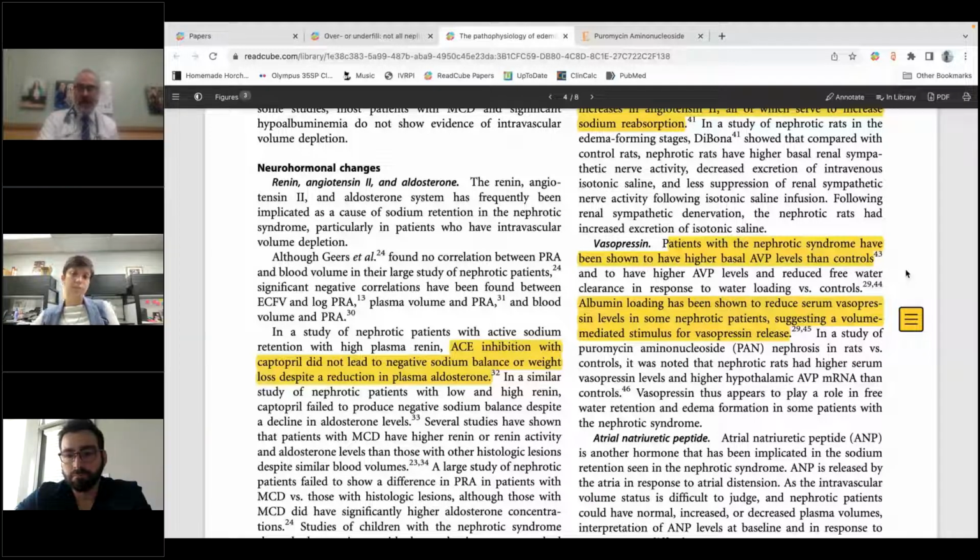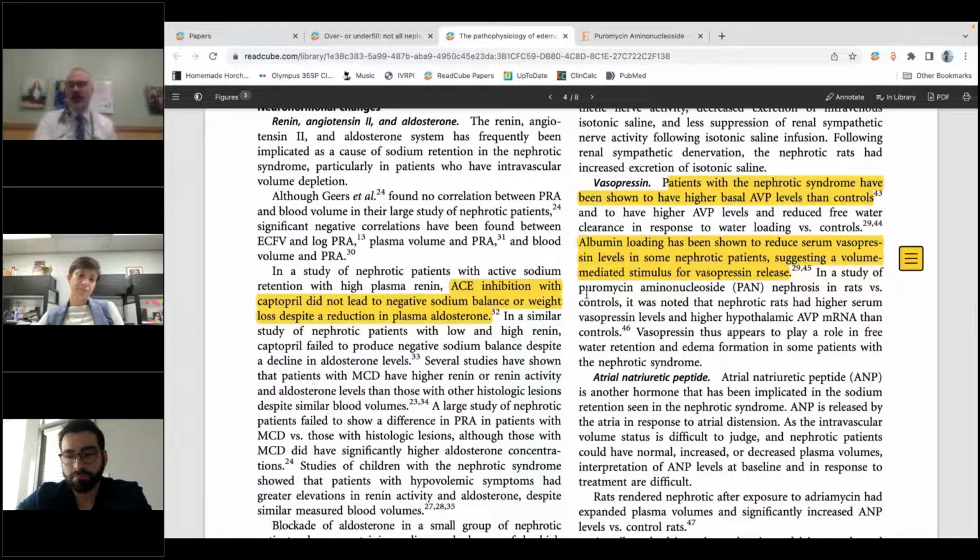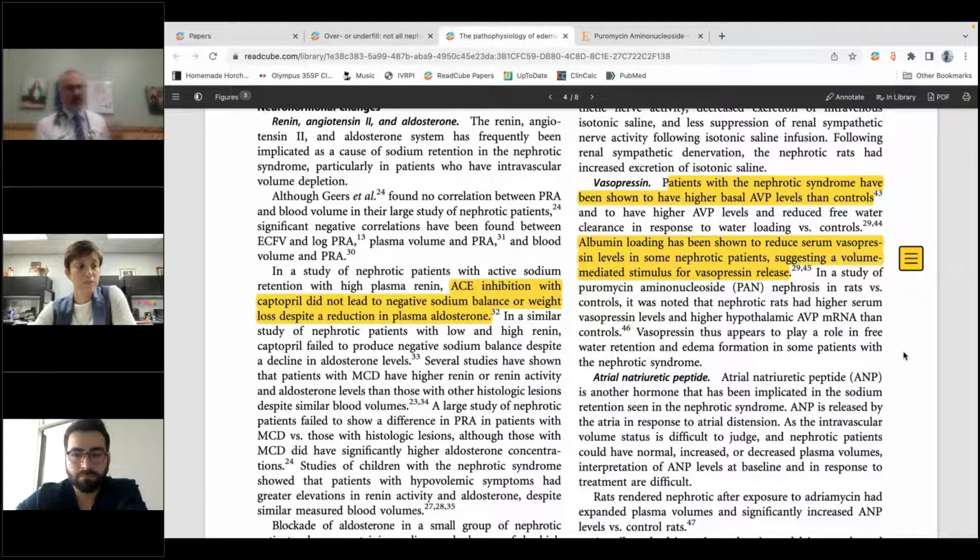And they mention this, and they come back to this model a number of times, this puromycin aminonucleoside, or PAN nephrosis. And puromycin is a drug that causes glomerular injury in rats, monkeys, and men, I believe. I don't think it affects mice. I don't think it affects dogs and cats. So it's a model that's used to cause glomerular injury, increased glomerular permeability, and proteinuria. And so that's the model that's there.